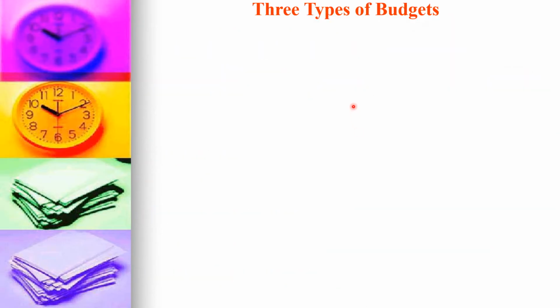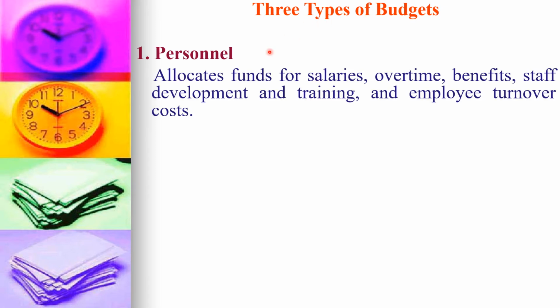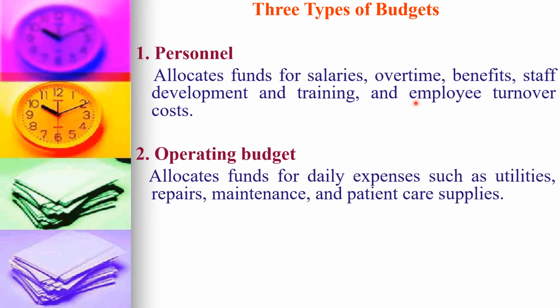In relation to the role of resource manager, she has to plan 3 types of budget in her unit. It includes the personnel budget. It means the nurse manager has to allocate funds for salary, overtime, benefits, staff development, staff training and employee turnover cost.